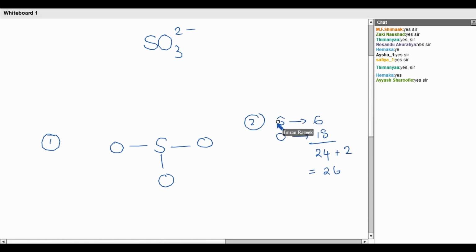Second rule, you should establish the total number of valence electrons. That's the number of electrons in the outermost shell, in other words, the group number. Sulfur, group 6, has 6 electrons. Oxygen, group 6, has 6 electrons and there are 3 oxygens. 6 times 3 is 18. 18 plus 6 is 24. Because there's 2 minus, you need to add 2 electrons to this 24. For each negative charge, you add an electron. If it's 3 minus, you add 3 electrons. If it's 2 plus, you subtract 2 electrons. If it's plus 1, you subtract 1 electron. This is the second rule.